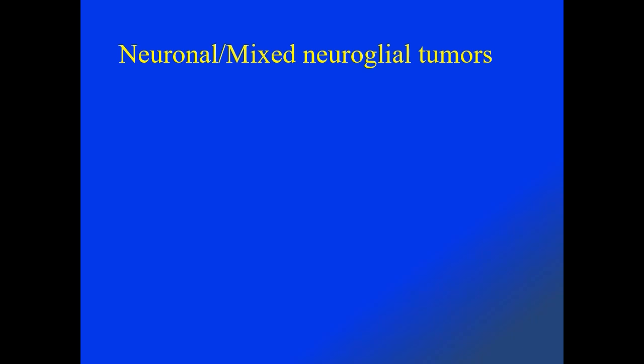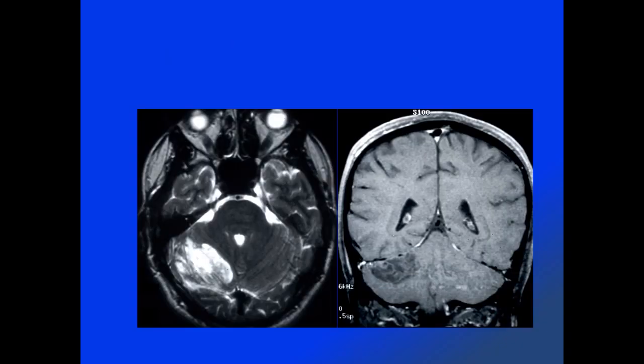Neuronal and mixed neuroglial tumors. T2A axial image here demonstrates a heterogeneous intensity mass within the right cerebellar hemisphere with areas of hyperintensity and isointensity with some cortical striations. Post-contrast T1 weighted coronal image demonstrates no significant enhancement, but it still demonstrates what appears to represent these cortical striations that were seen on the axial T2A images.